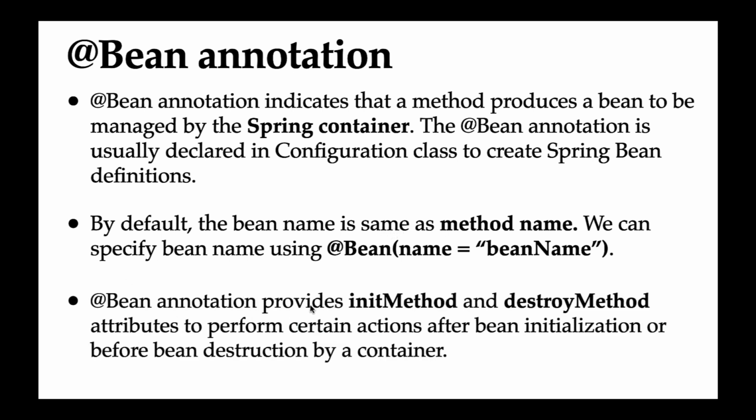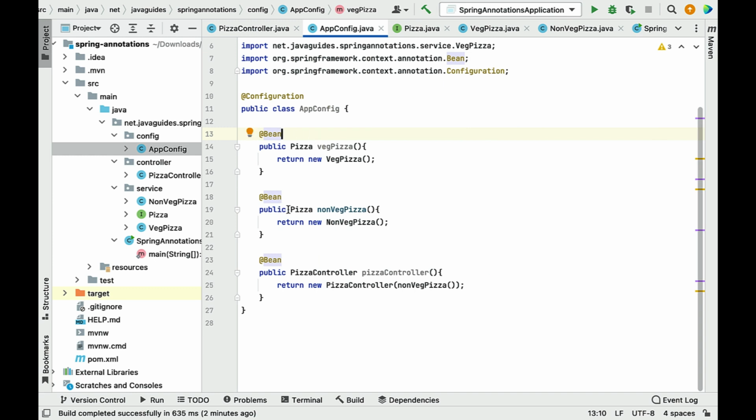Next, the @Bean annotation provides initMethod and destroyMethod attributes to perform certain actions before bean initialization or before bean destruction by a container. Well, let us see how we can use the initMethod and destroyMethod attributes of the @Bean annotation. So let's go back to our example, and here in PizzaController, let us use the initMethod and destroyMethod attributes. So go to the @Bean annotation over here. It has the initMethod attribute, and here we can pass the value as a method name.